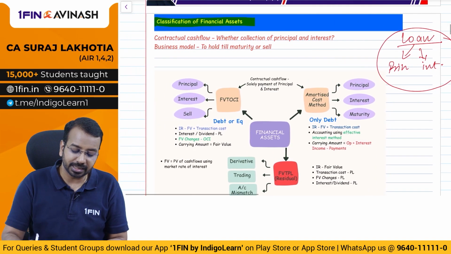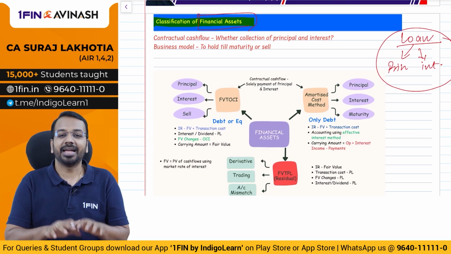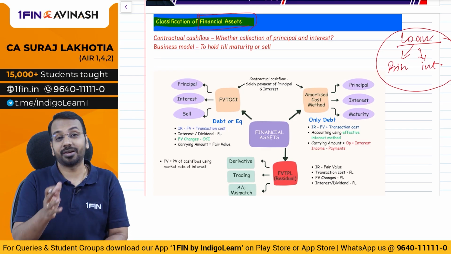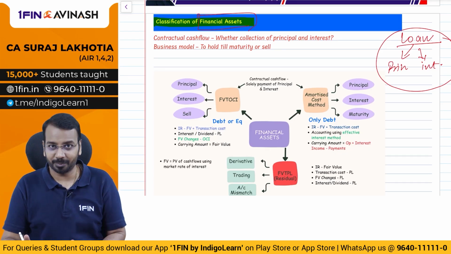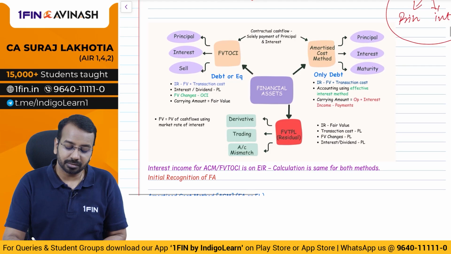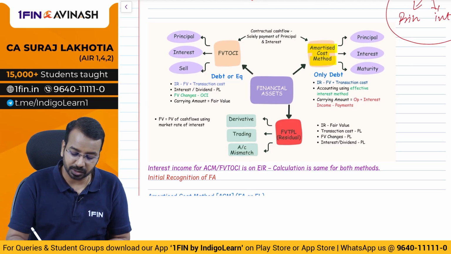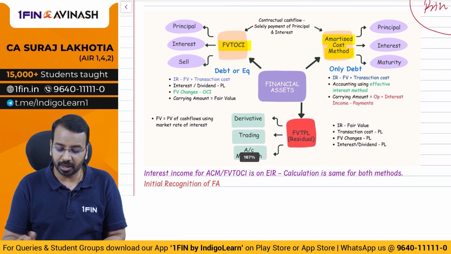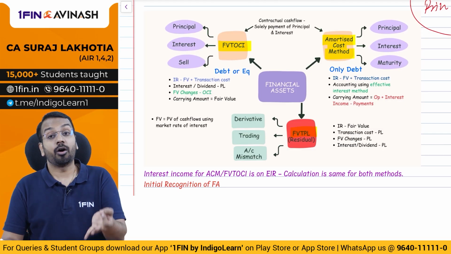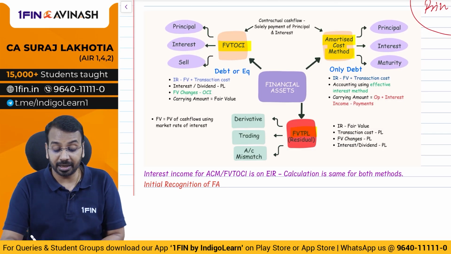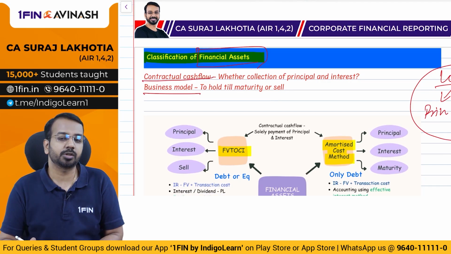Now this classification is largely understood with reference to investments in debentures, investments in bonds, or loans given. There are three categories. One is called the amortized cost method, the second is called fair value through other comprehensive income, and the third is called fair value through P&L. Three categories. Now how to classify in these three categories? For that we have to check what is the contractual cash flow and what is the business model.